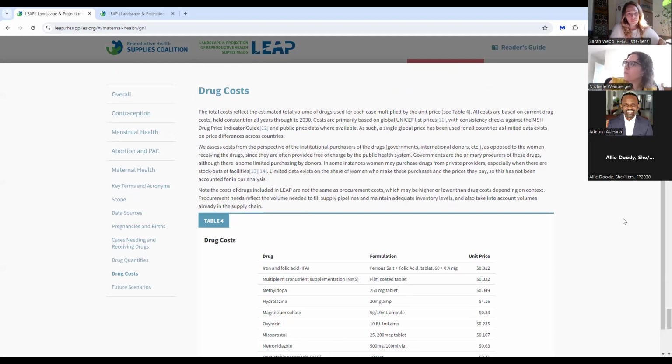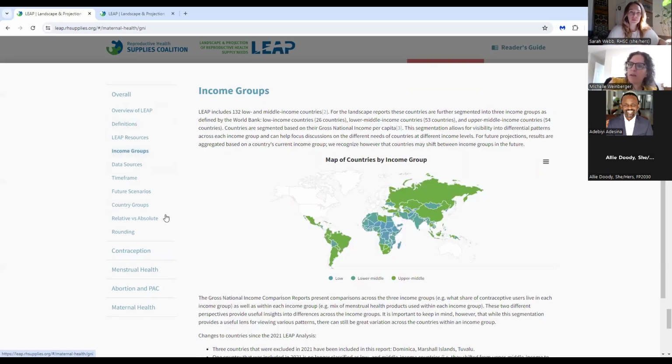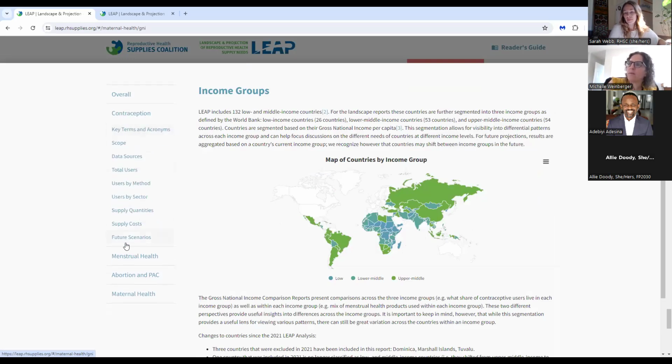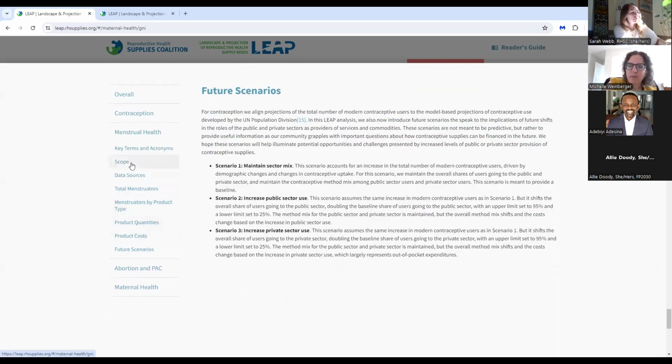Just while we're here, this reader's guide is a handy place to get lots more information. There are overall sections that give you definitions of all of our indicators and what countries are included. Then for each health area, we have the same set of information that defines key terms, looks at scope and data sources, and then looks at use, quantities, costs, and future scenarios. So you can find lots more information hidden away in that reader's guide.